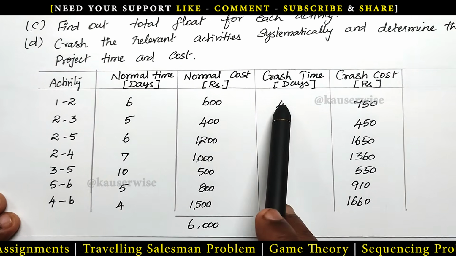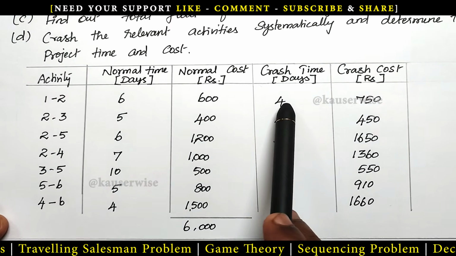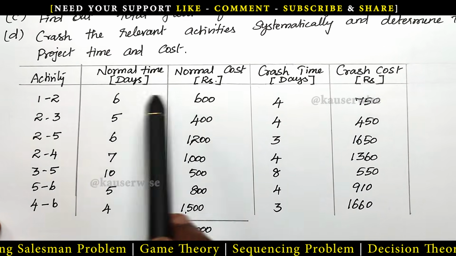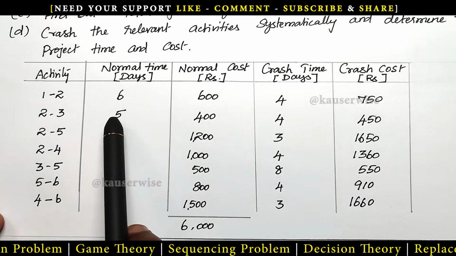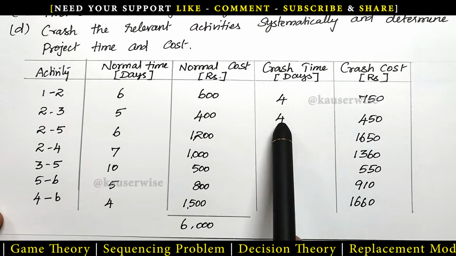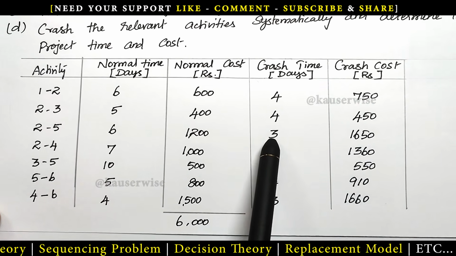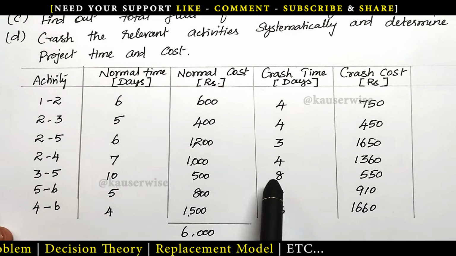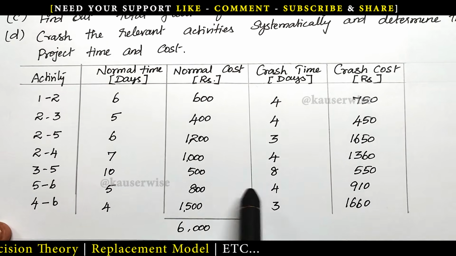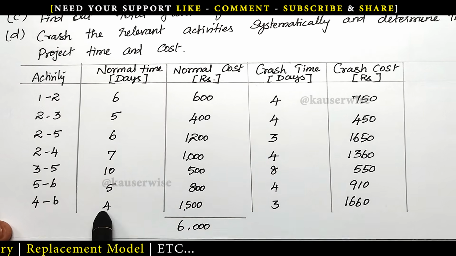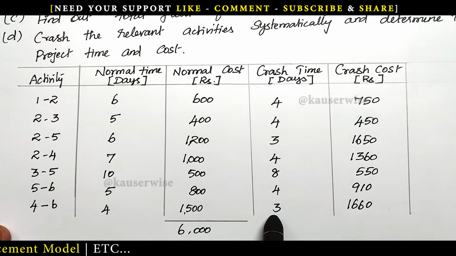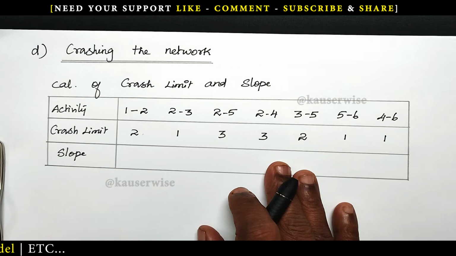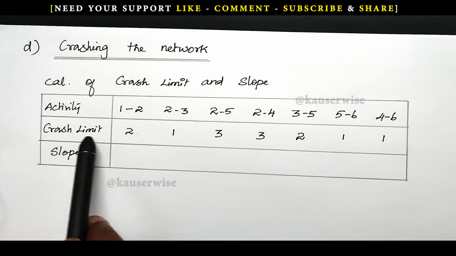The difference between these two is called crash limit. For the first one, 6 minus 4, 2. Then 5 minus 4, 1. 6 minus 3, 3. 7 minus 4, 3. 10 minus 8, 2. 5 minus 4, 1. 4 minus 3, 1. This is crash limit. See the calculation. We have entered the crash limit.